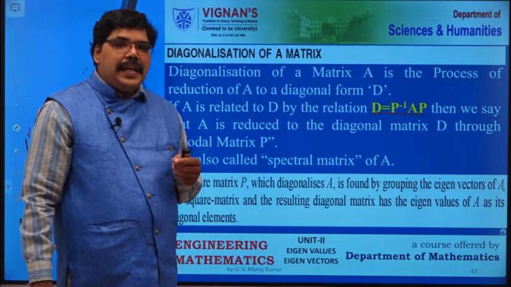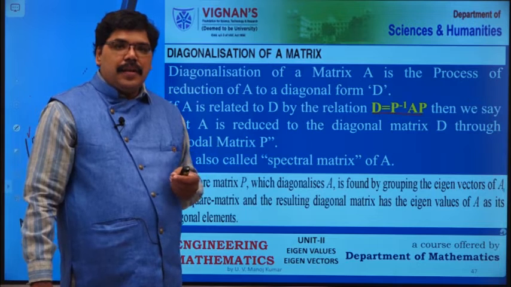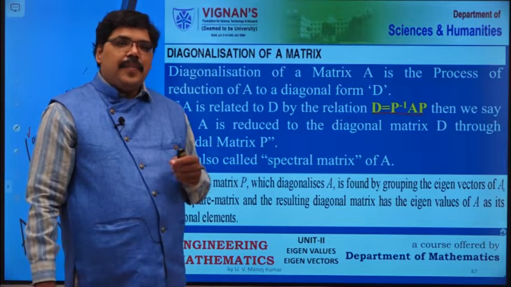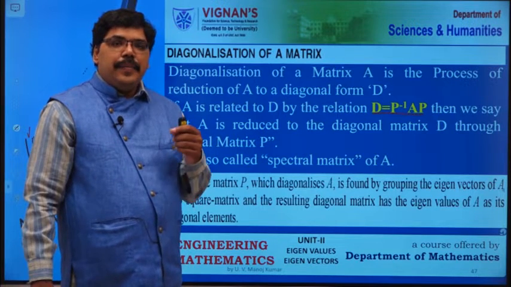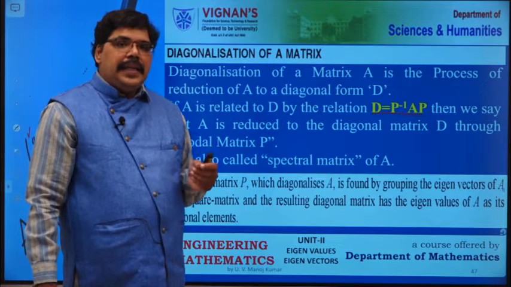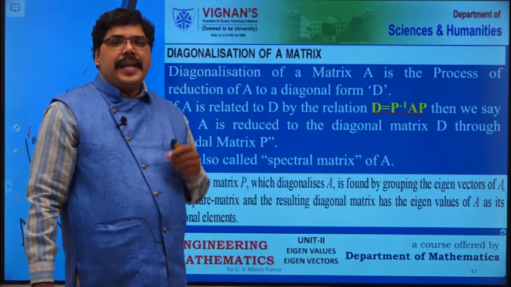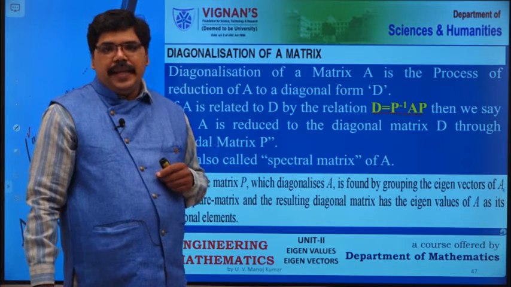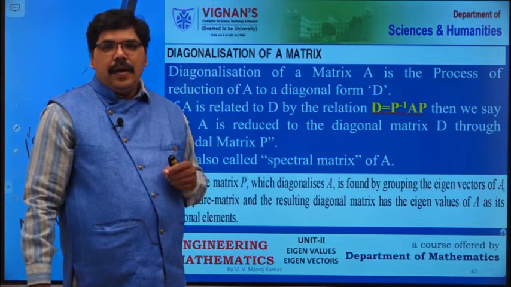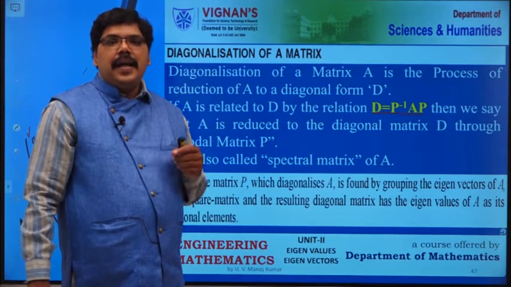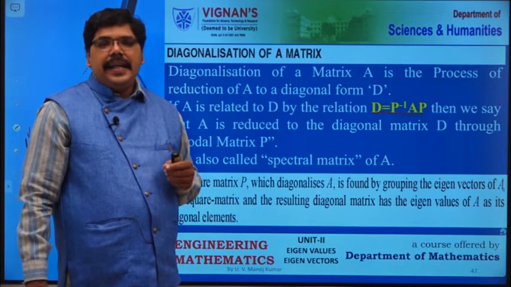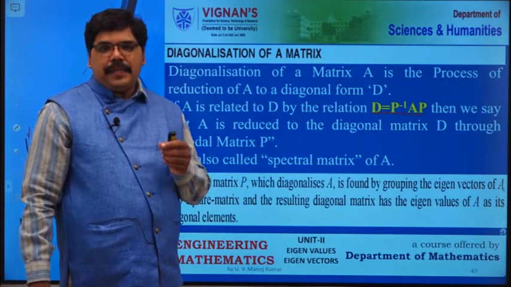If you are able to find a P which is non-singular such that D equals P inverse AP is a diagonal matrix, then we say that we are able to reduce the matrix A into diagonal form. Here D is called the spectral matrix of A, whereas P is called the model matrix of A. So, how to find P and how to find D? How to find the model matrix and how to find the spectral matrix? That is what we discuss in the heading diagonalization of a given matrix.